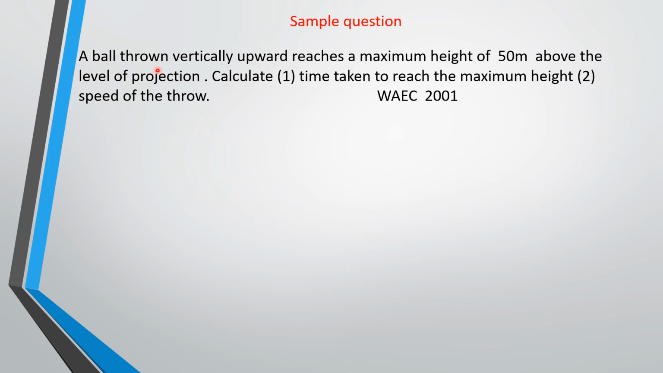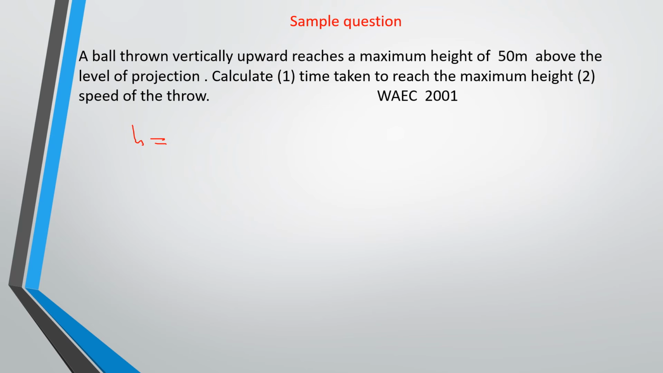A ball thrown vertically upward reaches a maximum height of 50 meters above the level of projection. Calculate: 1. Time taken to reach the maximum height. 2. The speed of the throw. Okay, so in this question, first of all, bring out the variables you are given. You are given only the maximum height, which is h.